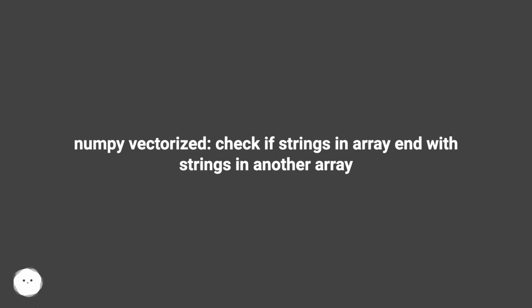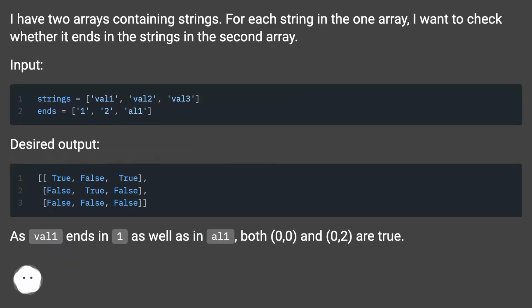Numpy vectorized, check if strings in array end with strings in another array. I have two arrays containing strings. For each string in the one array, I want to check whether it ends in the strings in the second array. Input. Desired output.